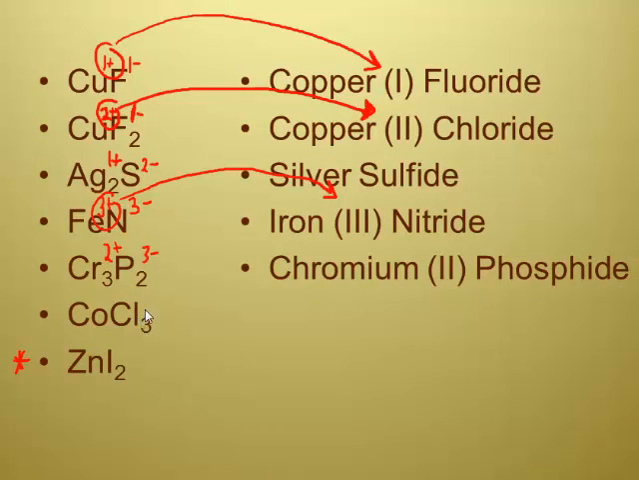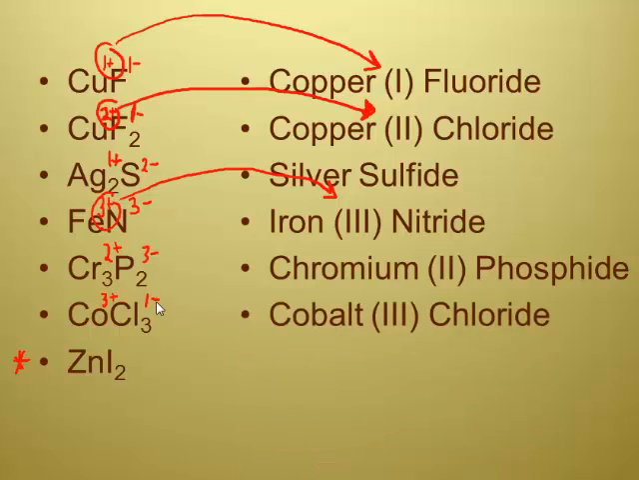Hey, chlorine, I know that one. That's 1 minus, and there's 3 of them. There's only one of these cobalts. It's going to be, wait, let me think, my math skills, +3? Yep. So we're going to call this cobalt 3 chloride.